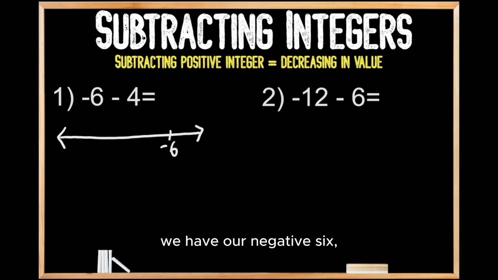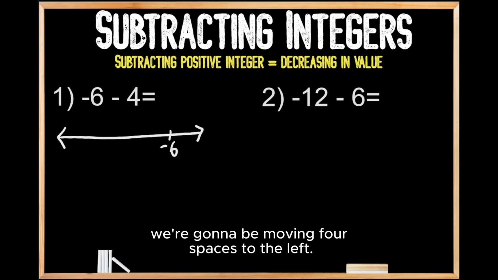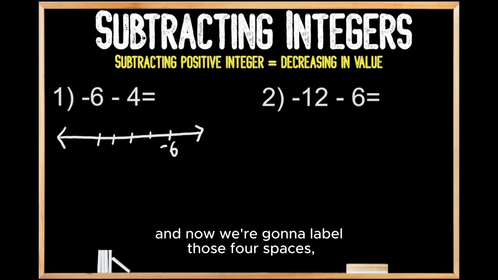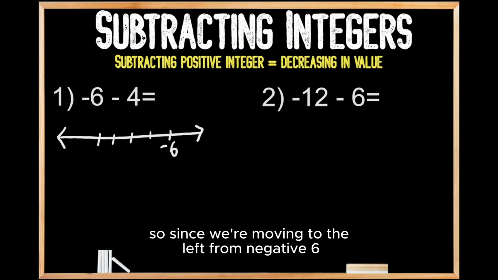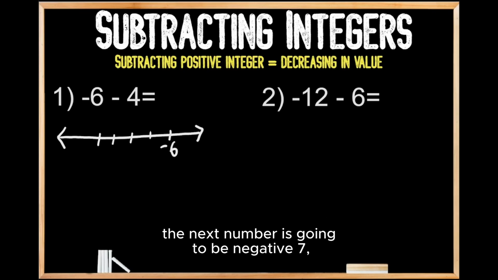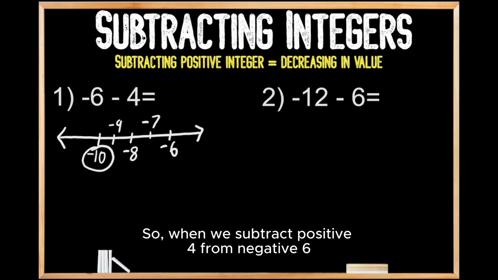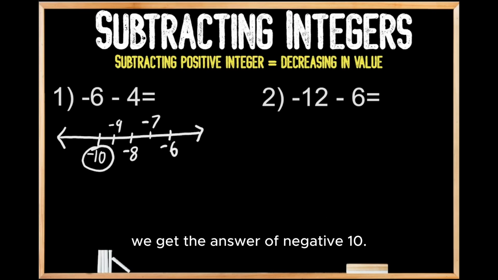We have our negative 6. And then since we're going to be decreasing in value by 4, we're going to be moving 4 spaces to the left. So let's go ahead and write out our 4 spaces to the left. So we have 1, 2, 3, and lastly 4. And now we're going to label those 4 spaces. So since we're moving to the left from negative 6, the next number is going to be negative 7, then negative 8, negative 9, and lastly negative 10 for our answer. So when we subtract positive 4 from negative 6, we get the answer of negative 10.